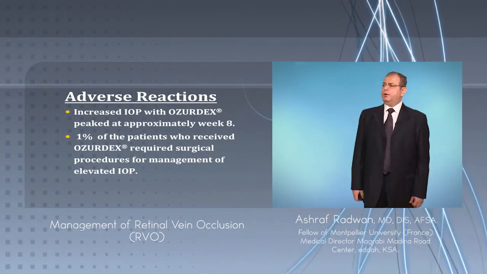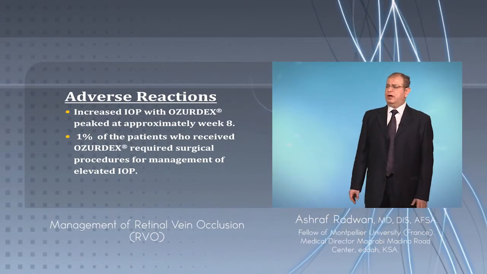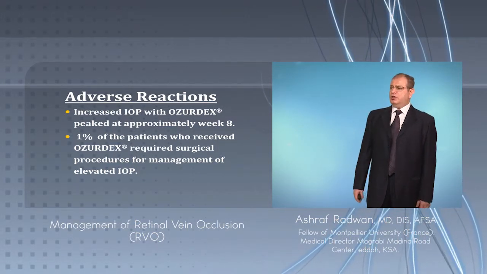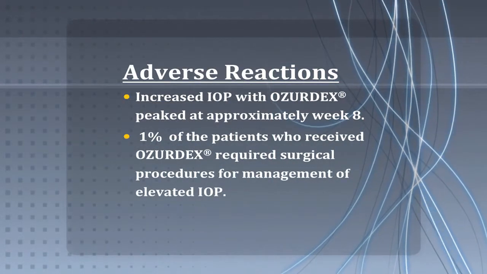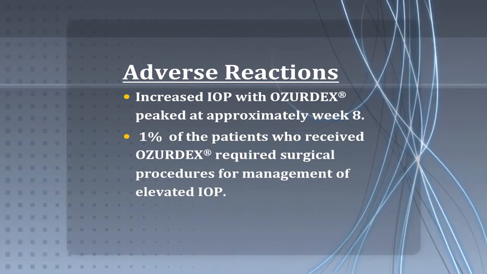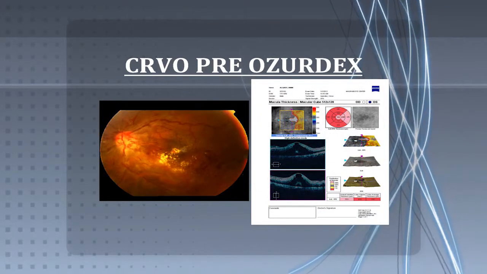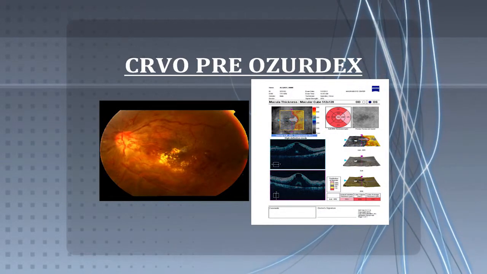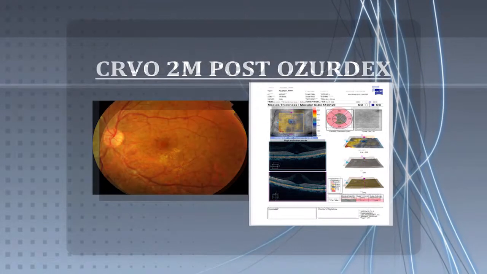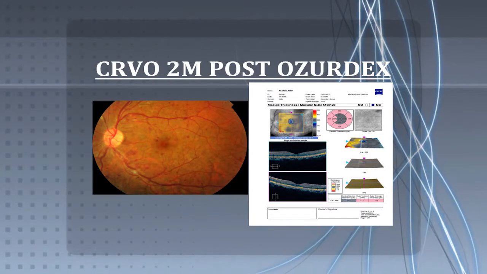The increased intraocular pressure with Ozurdex peaked at approximately 8 weeks. So after 2 months, we could usually have a peak of increased intraocular pressure with Ozurdex. 1% of the patients who received Ozurdex required surgical procedures for management of elevated intraocular pressure. This is an example of a patient having central retinal vein occlusion before giving him Ozurdex, having a severe cystoid macular edema, and this is after complete resolution of the edema with Ozurdex.